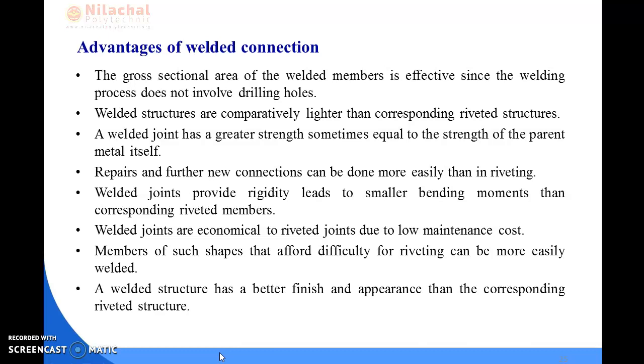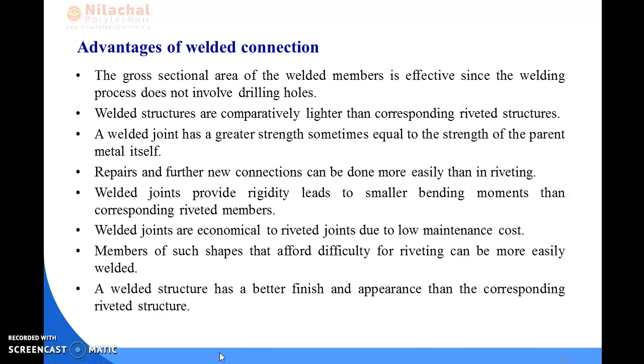So your gross section area is much better than in the riveted kind of connection. So it is a good advantage of the welded connection. And the next one is that welded structures are comparatively lighter than the corresponding riveted structures.